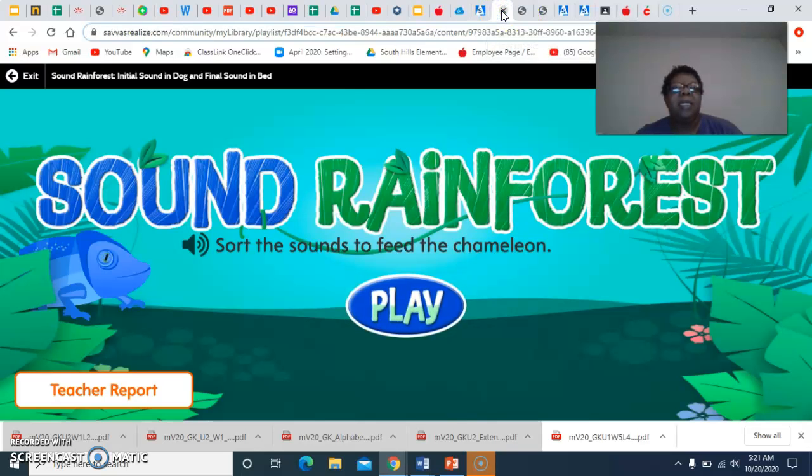Next, I have a game that practices our letter D sound, and it will be at the beginning of the word or it may be at the end of the word. And it's sorting. Sort the sounds.